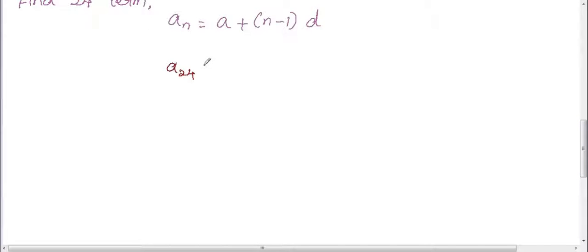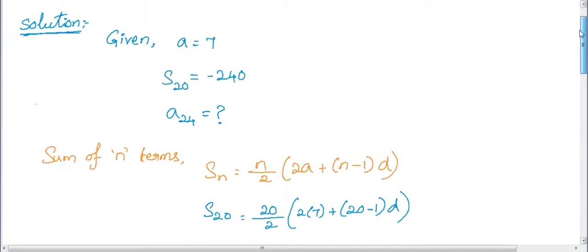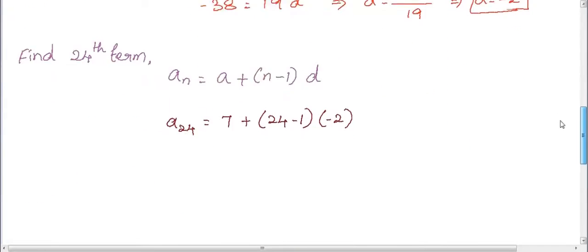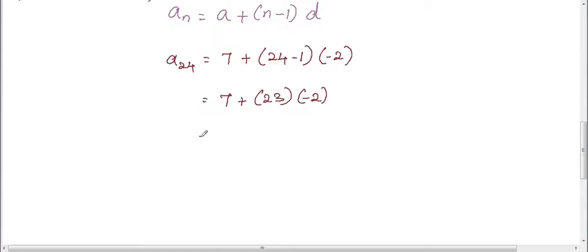So which term do you need to find? We are supposed to find the 24th term, so A24. So 7 plus 24 minus 1 into minus 2. So A24 is equal to 7 plus 23 into minus 2. 23 times minus 2 is minus 46. So A24 is equal to 7 minus 46. 7 minus 46 becomes minus 39.